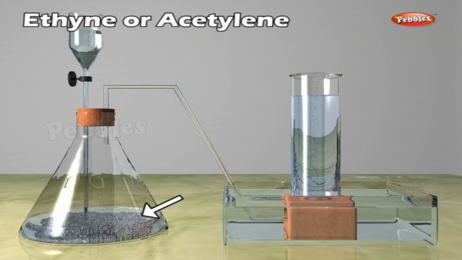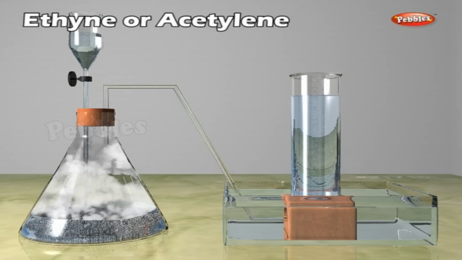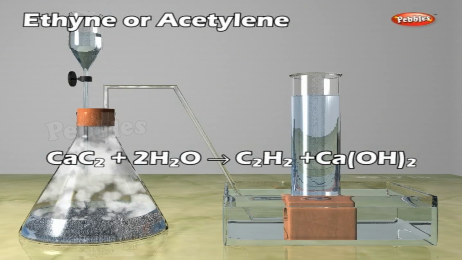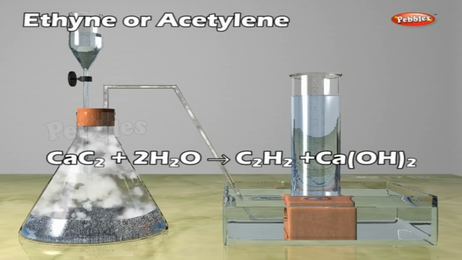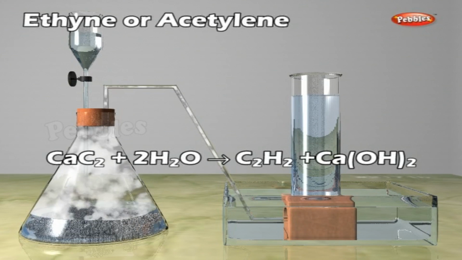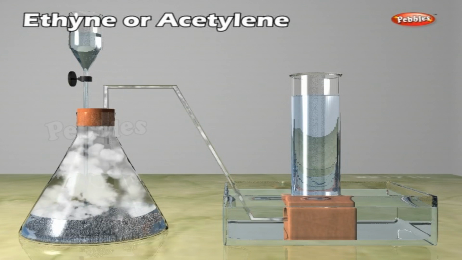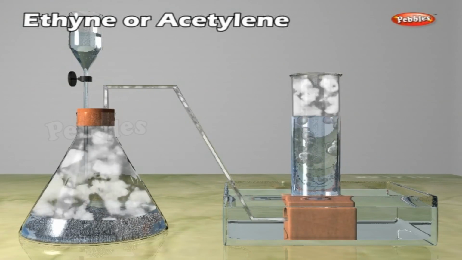Now, water is dropped by a dropping funnel. Water reacts with calcium carbide to produce ethene gas. Calcium carbide plus H2O gives ethene or acetylene plus calcium hydroxide. The gas is collected in the jar by the downward displacement of water.